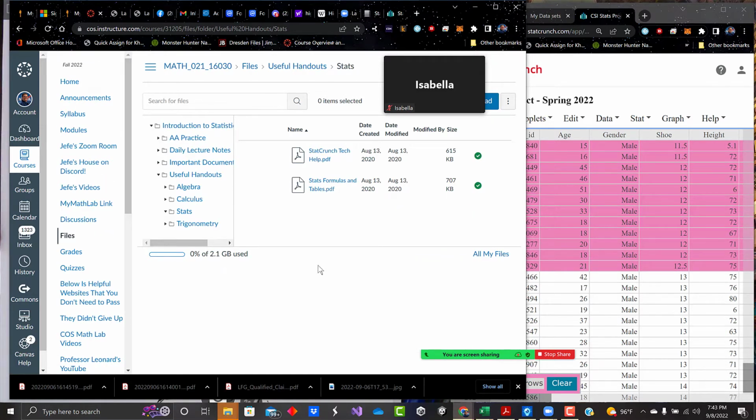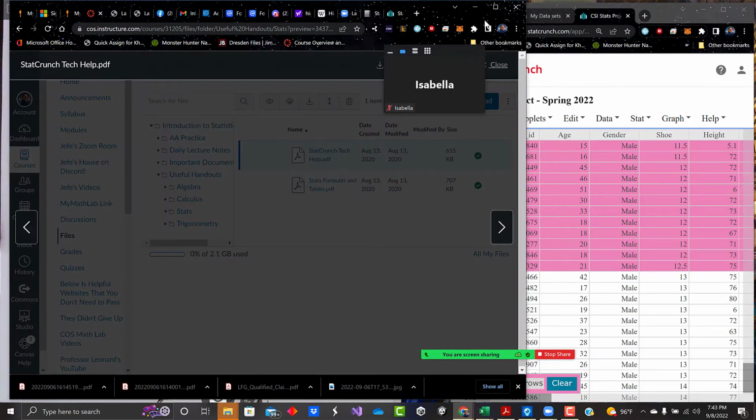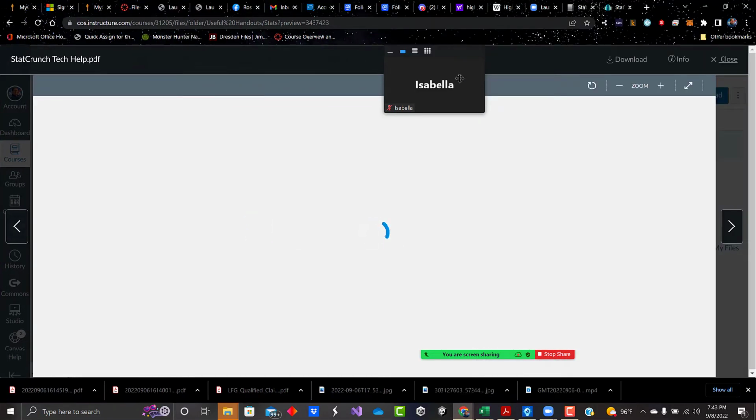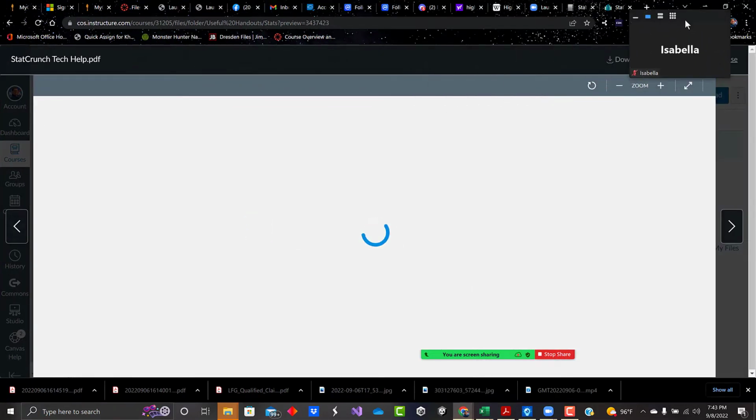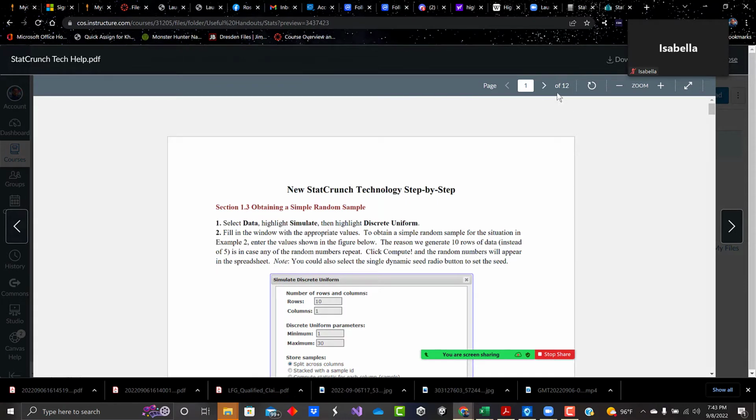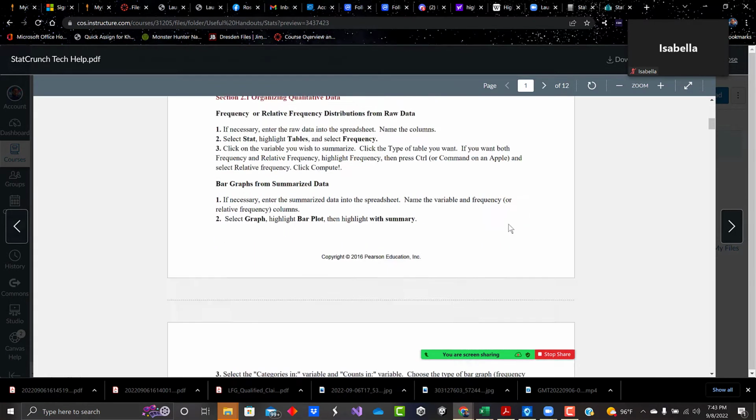This is definitely helpful for you. It'll be in the stats formula table. In Canvas, if you go into Files, over here on the left, and you click on Useful Handouts, and you click on Stats. StatCrunch Tech Help Guide. 12 pages, not long. You could print it out and keep it on hand.